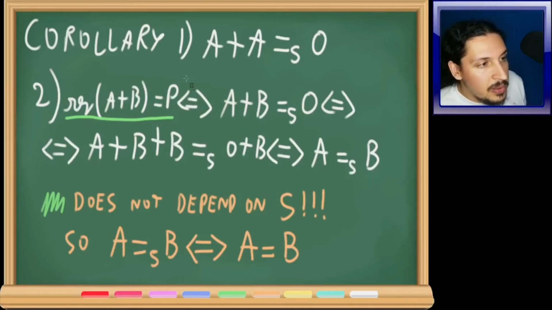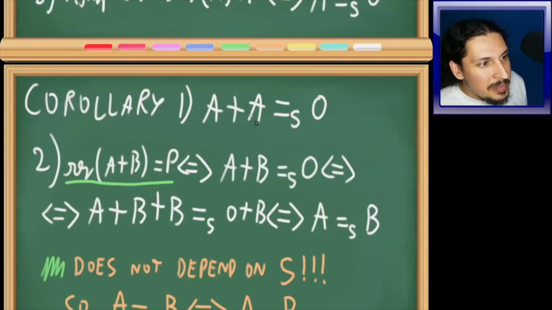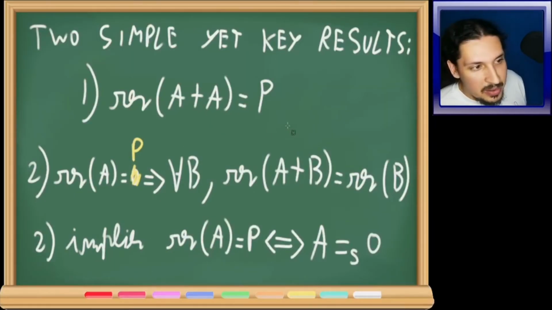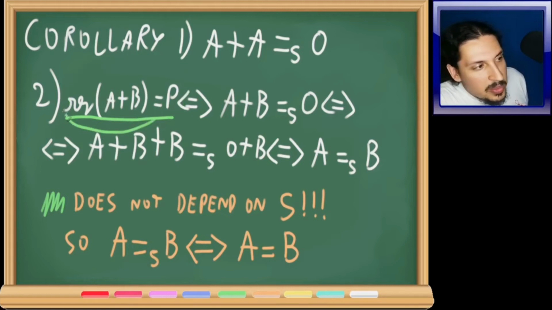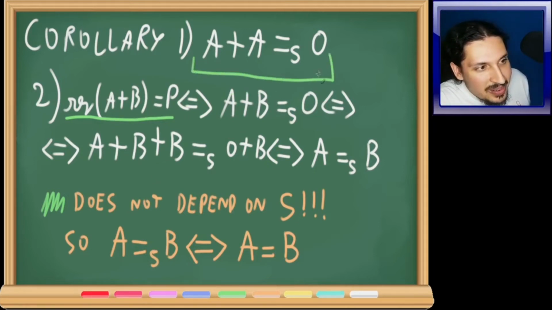An immediate corollary of the result number 1, and the result number B actually, a corollary of using both, is that A plus A is always equivalent to 0. You just have to combine them. And more importantly, if you know that the result of A plus B is P, because of the result we just showed, that means that A plus B is equivalent to 0, but we can add B on both sides and get this. And because of this first corollary, B plus B is equivalent to 0, we can just drop it. And thus we get to A equals B.